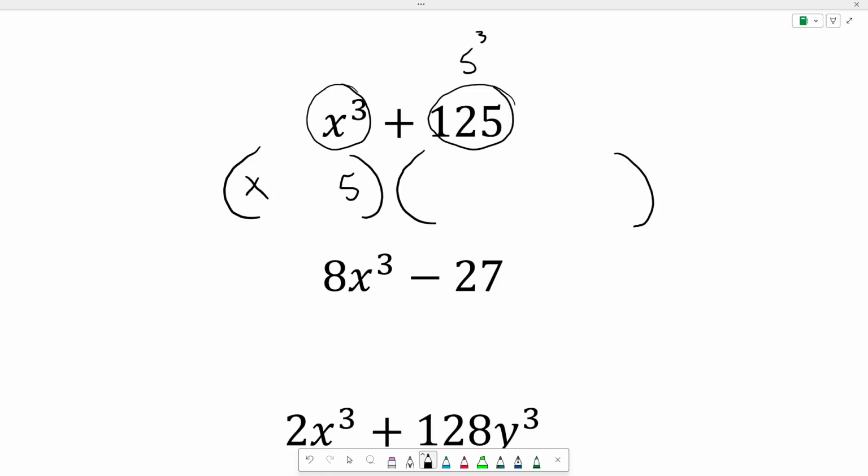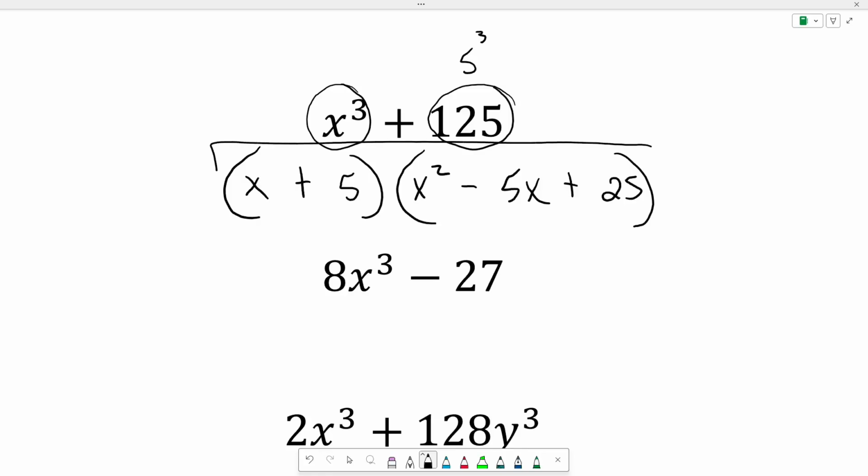My first term, I square my x, which is x squared. My last term is my 5 squared, which is 25. And then I multiply 5 times x, which is 5x. And then I get my soap out. I put a plus, I put a minus, I put a plus, and Bob's your uncle. We have factored x cubed plus 125.